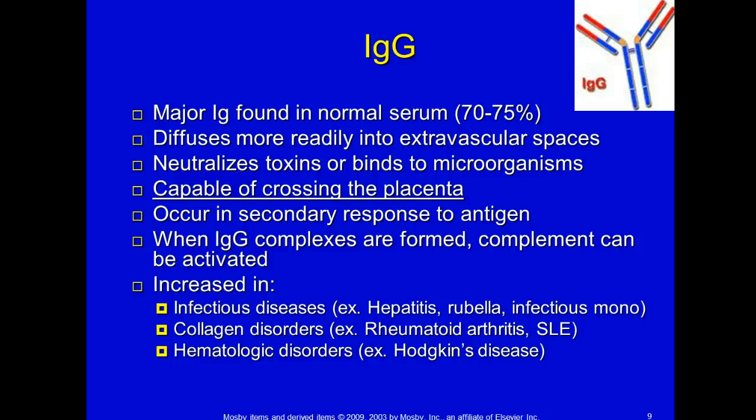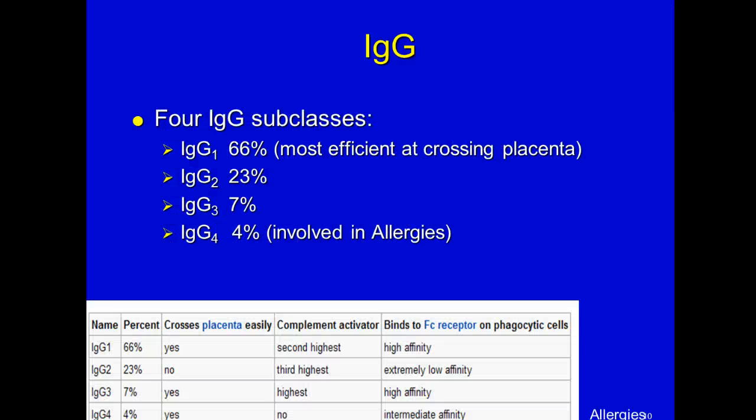It's very, very common in the secondary response, which we're going to talk about coming up here in a little bit. And when immunoglobulin complexes are formed, complement can be activated, which is the final destruction of the antigen cell. We find this increased in infectious diseases, other collagen disorders, and hematological disorders.